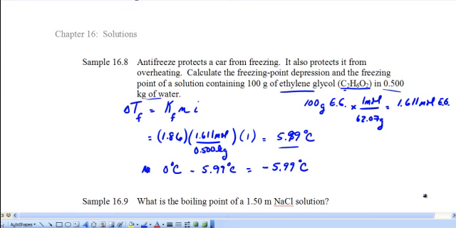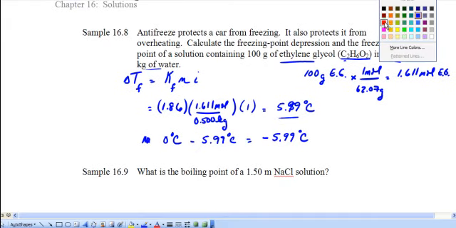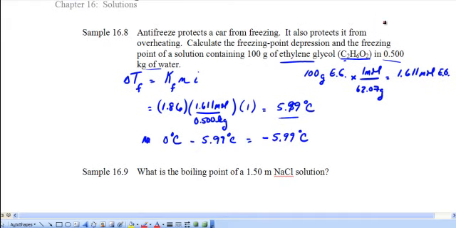All right. Next one, what is the boiling point of a 1.5 molal sodium chloride solution? All right. So in this case, we're going to use the equation delta T_b. The boiling point elevation will equal Kb, the boiling point elevation constant, times the molality, times the Van't Hoff factor. And so let's go ahead and take a look at what these are.